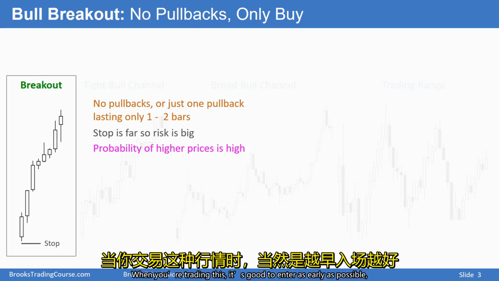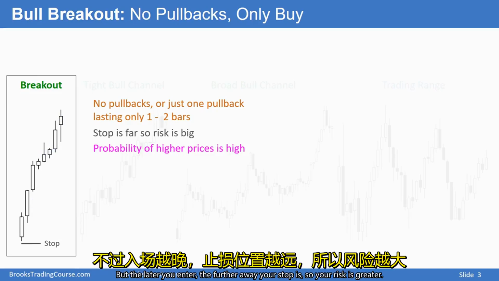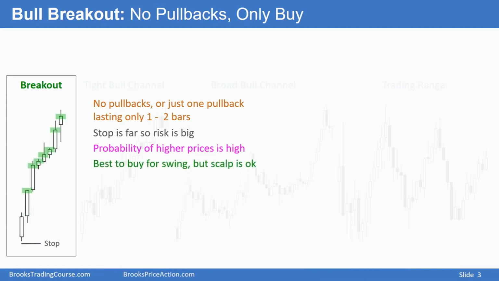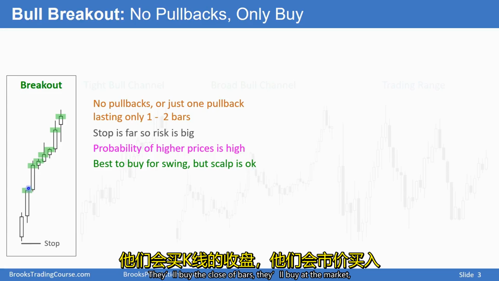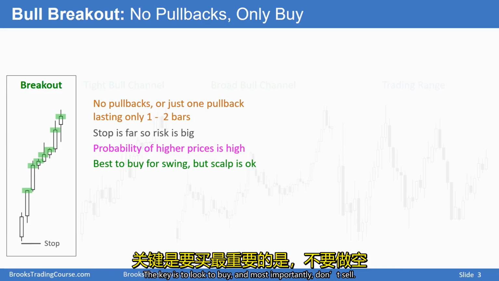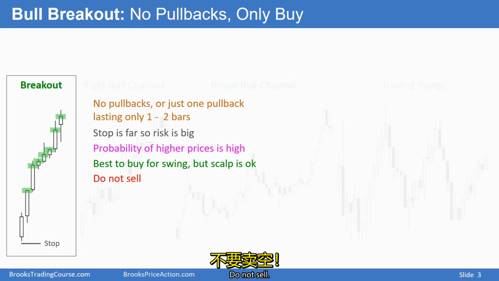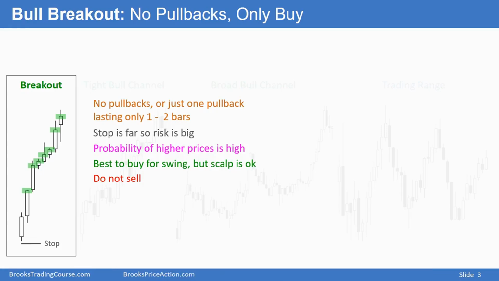When you're trading this, it's good to enter as early as possible, but you can even enter late and still make money. But the later you enter, the further away your stop is, so your risk is greater. Bulls will buy for any reason. They'll buy the close of bars. They'll buy at the market. They'll buy above bars. It doesn't matter. The key is to look to buy. And most importantly, don't sell. Do not sell.